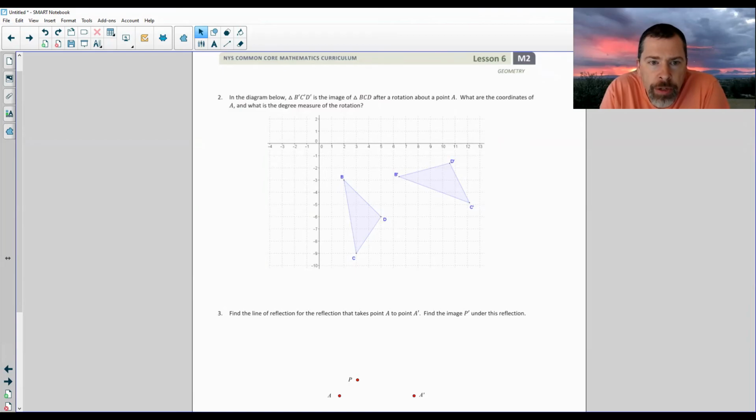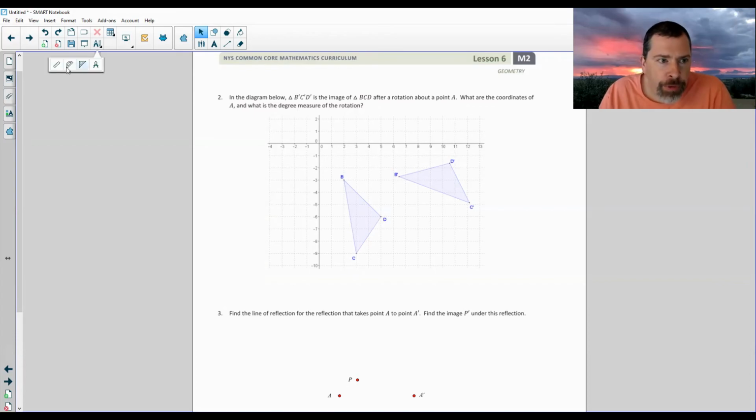So in the diagram below, we have triangle B prime, C prime, D prime in the 4th quadrant. It's the image of triangle BCD, which is also in the 4th quadrant. After a rotation about a point A, what are the coordinates of A, and what is the degree measure of the rotation? Okay, so we're doing the same thing we did on the prior page.